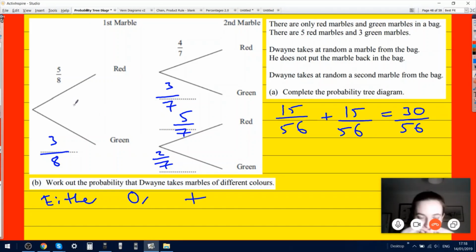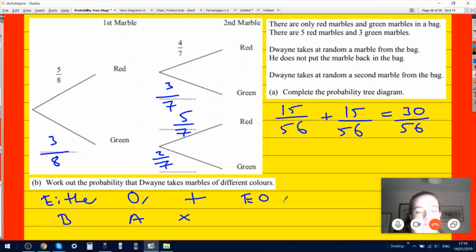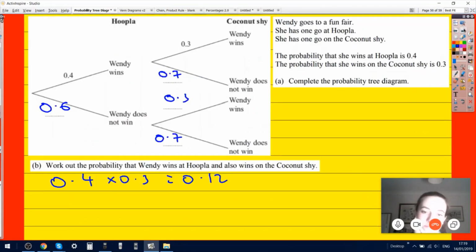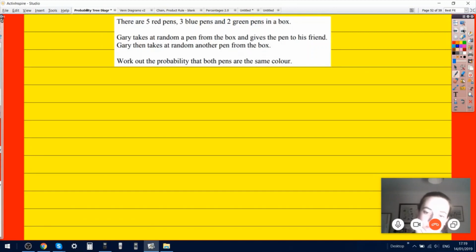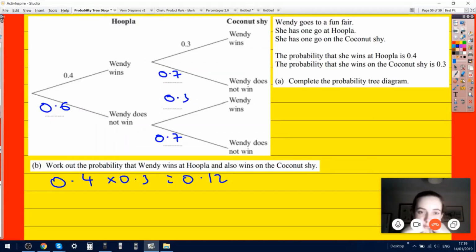So it's basically either a red and green or a green and red. And so for either or you add. So either or you add, and then if it's both and you times. Will that be either or? Who knows? Let me just check. Yes.